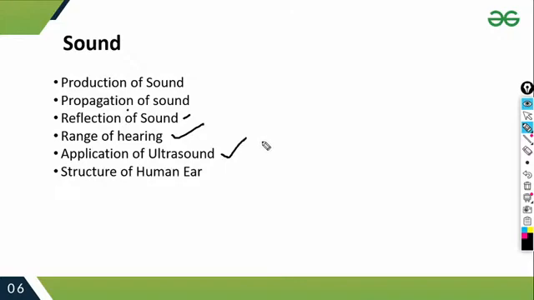You must have studied about the sonar system and how bats can fly at night. That is basically an application of ultrasound. So we are going to see that. And finally we are going to see the structure of the human ear. So how sound waves get inside the human ear and how humans are able to hear basically. So we are going to see that in the last section of sound. Yeah, so that will be everything that we are going to cover in the last chapter of sound.